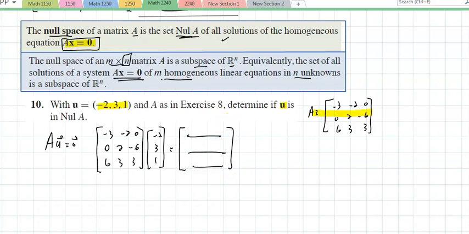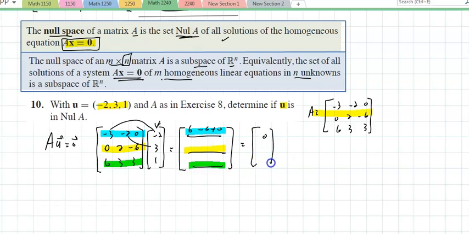And if you recall, we could do this many ways. I'm going to do this as a shortcut. That generates the first row, that generates the second row, that generates the third row, and in order, negative 3 times negative 2 is a 6, minus 6 plus 0, that is 0. Then 0 plus 6 minus 6, that's also 0. And 6 times 2 is negative 12, 3 times 3 is a 9, and 3 times 1 is a 3, and that's a 0. So yes, U is in the null space.